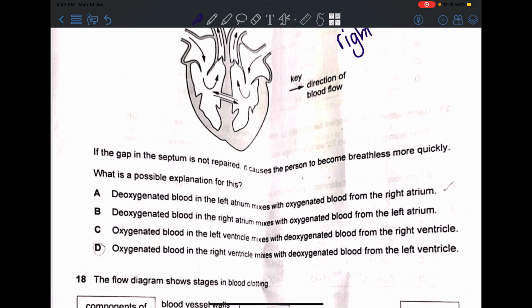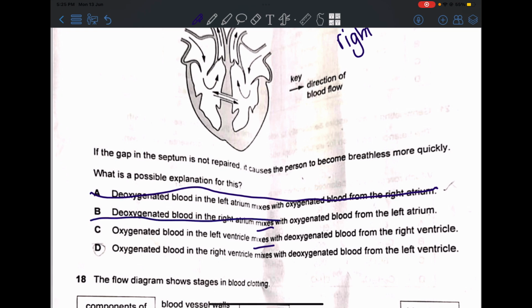So let's read the options. A: Deoxygenated blood in the left atrium mixes with deoxygenated blood from the right atrium. Now, this is incorrect because we know that in the left atrium, or the left chamber of the heart, there is oxygenated blood, so this is incorrect. Also, we know that the septum has the function of separating oxygenated blood and deoxygenated blood, so that's why they have written mixes with. B says deoxygenated blood in the right atrium mixes with the oxygenated blood from the left atrium. Now we know that the blood is actually going to be oxygenated in the left ventricle, not the right atrium or the left atrium.